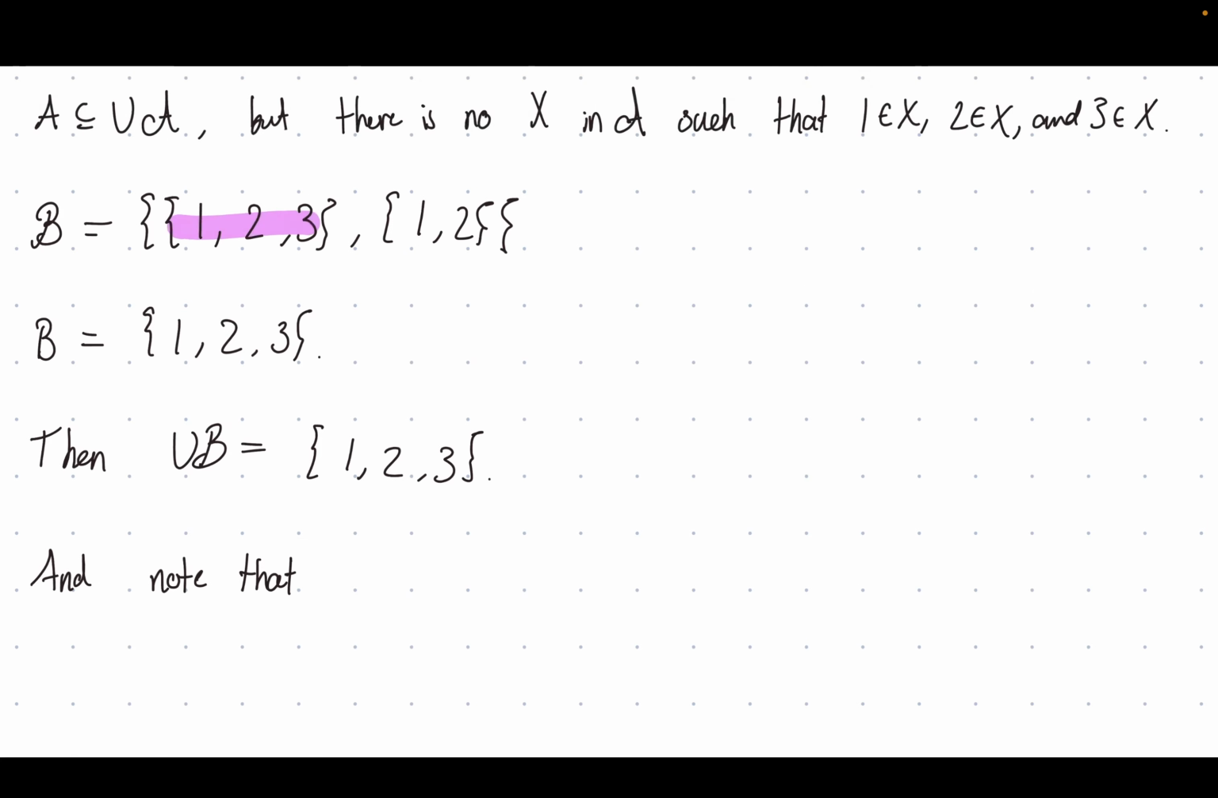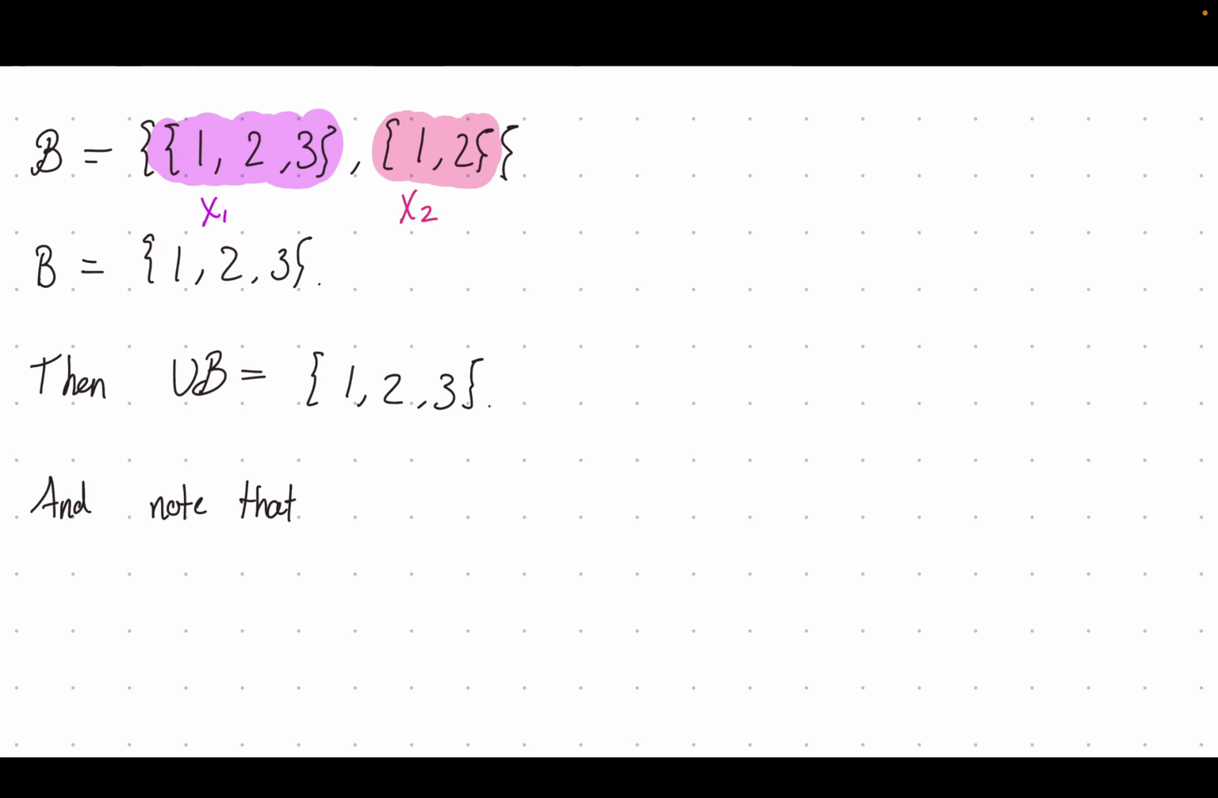Okay, so let's call this one X1, and this one is going to be called X2. And note that for all little b in big B, and the little b's are 1, 2, and 3. So this is B1, B2, B3.